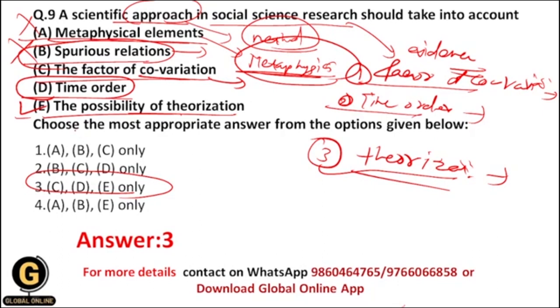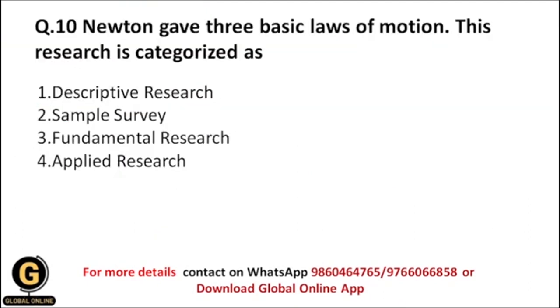That way you will be able to understand it, and the reader will be able to understand whatever you have done in your research study. So you should take into account C, D and E options, and you should not take into account metaphysical elements and spurious relations.